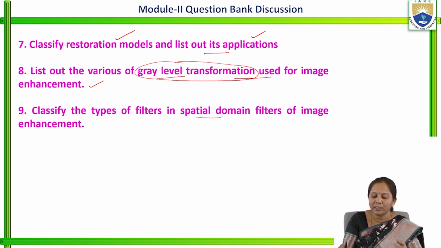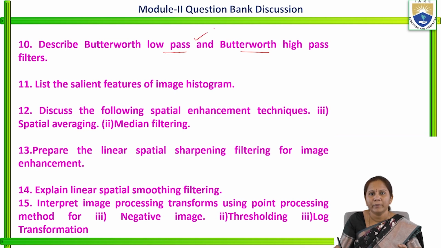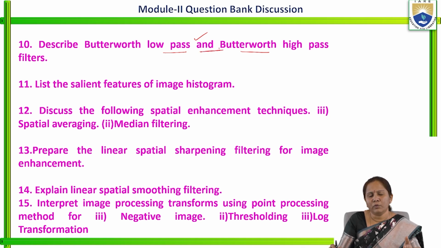Classify the types of filters in spatial domain filter for image enhancement. So types of filters which are used in spatial domain need to be explained. So describe about Butterworth low pass filter and Butterworth high pass filter. So these two types of filters, low pass, high pass, Butterworth filter should be explained. So here formulas also need to be written.